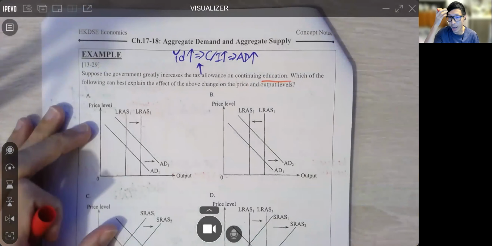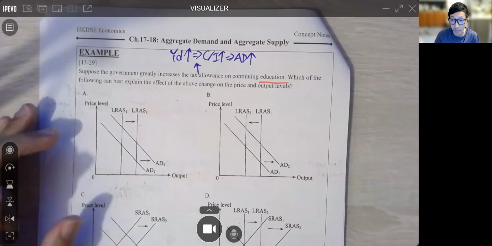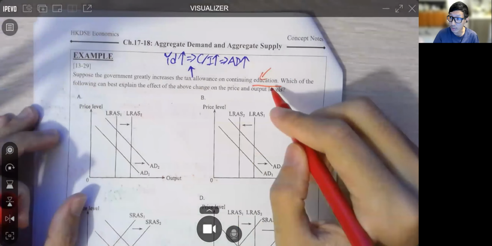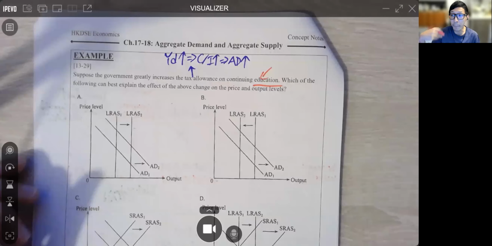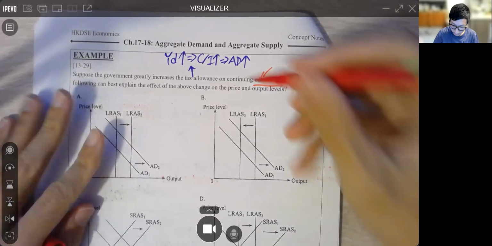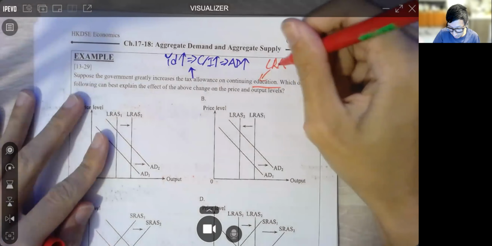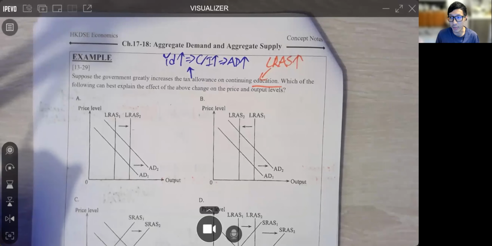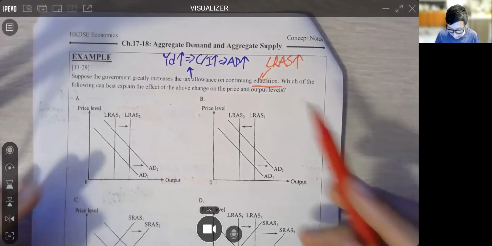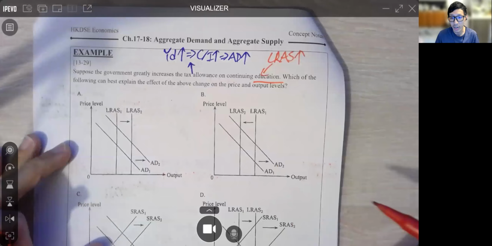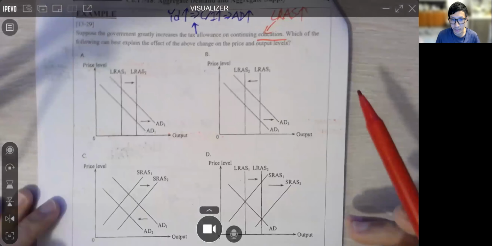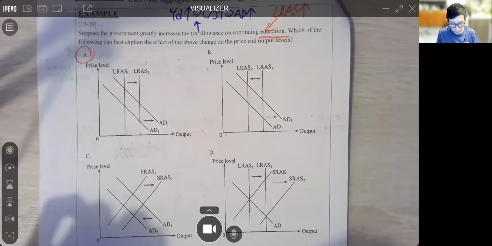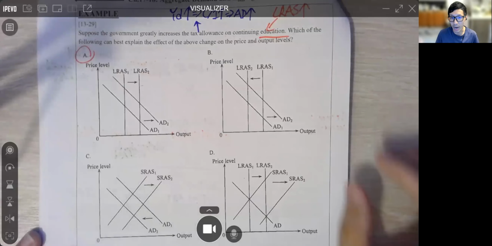On continuing education, 原来啦，我哋见到 education 即刻谂起啲乜嘢啊？Hopefully by chapter 17 and now chapter 18, you should know when we talk about more tax allowance for education, meaning more people will go to have education. Therefore, LRAS would increase because of the production capacity increasing. So the answer: we have AD increase, we have LRAS increase. That's it. 中咗. Here we have our answer.